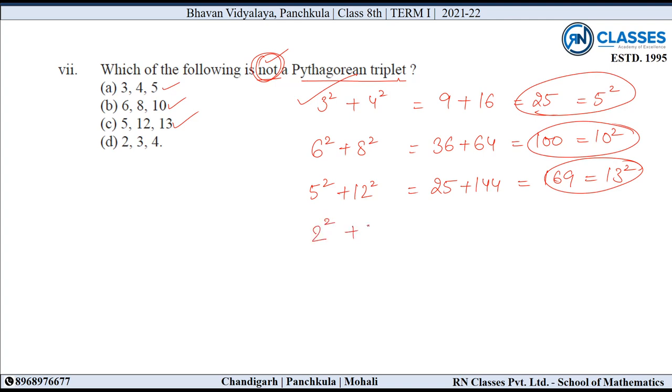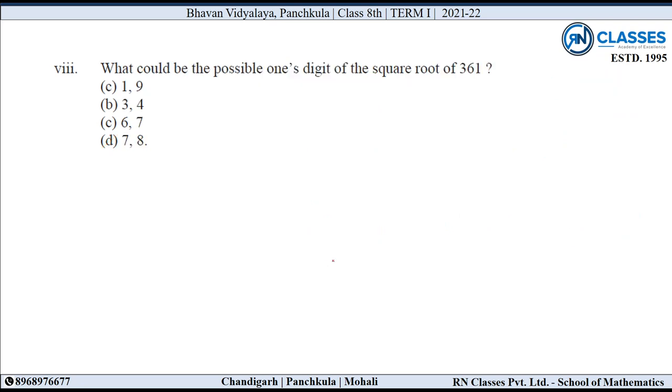Next, the last one. The answer will be this. 2 square plus 3 square. 2 square is 4, 3 square is 9, the answer is 13. Is it equal to 4 square? How much is 4 square? 16. No, this is not equal. So 2, 3, 4 is not a Pythagorean triplet. As simple as that.